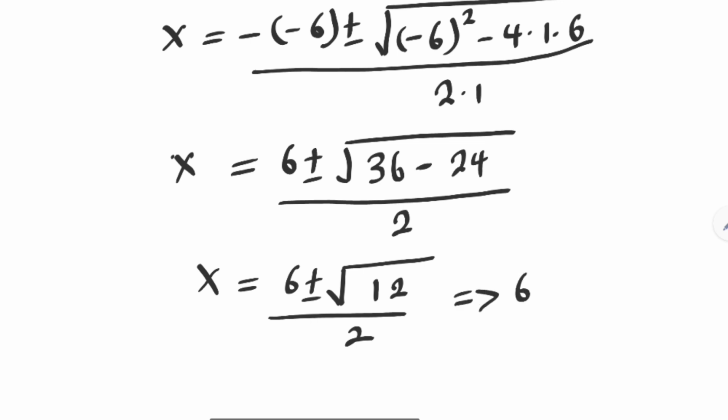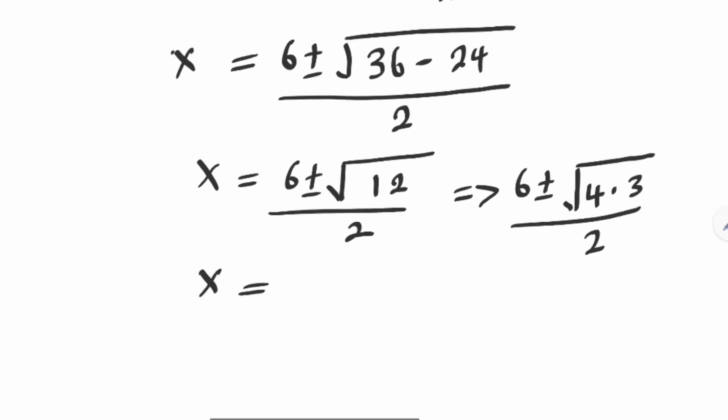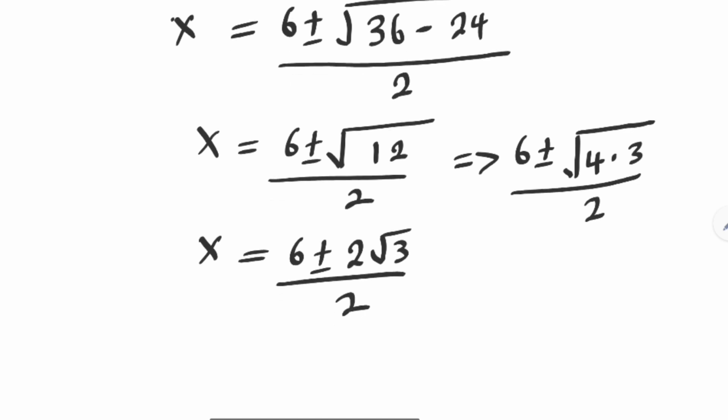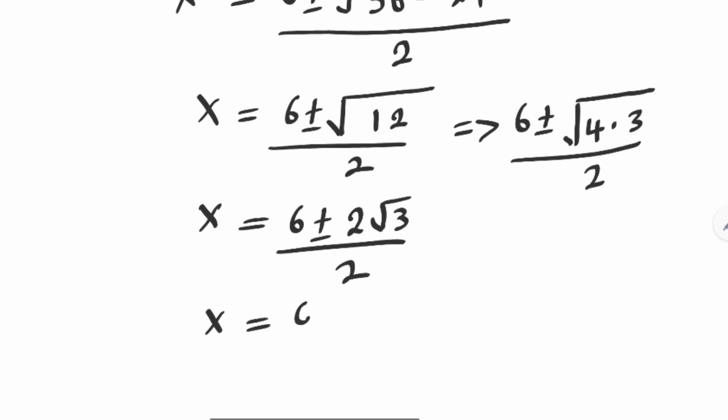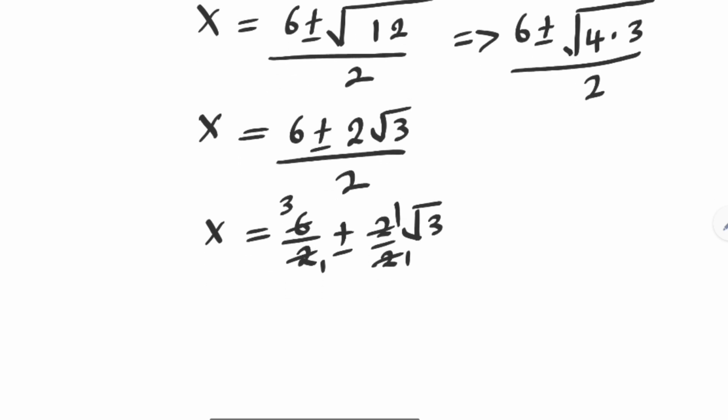This is same thing as 6 plus or minus square root of 12, which can be written as square root of 4 multiplied by 3, all over 2. x is equal to 6 plus or minus square root of 4 is 2, then root 3, all over 2. x is equal to 6 over 2 plus or minus 2 over 2 root 3. 2 here, 1, 2 here, 3. 2 here, 1, 2 here, 1. x is equal to 3 plus or minus root 3.